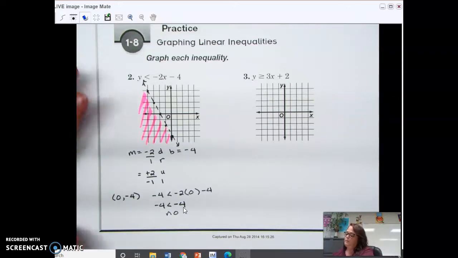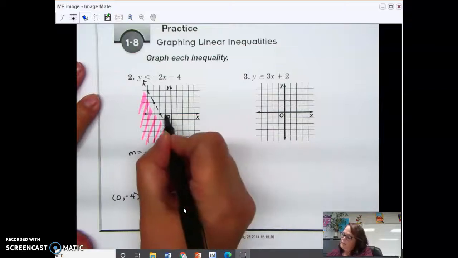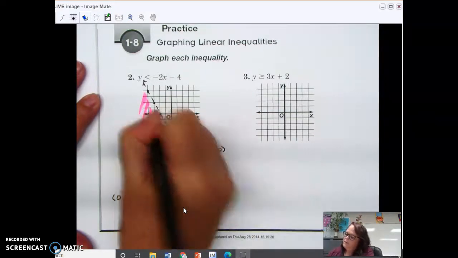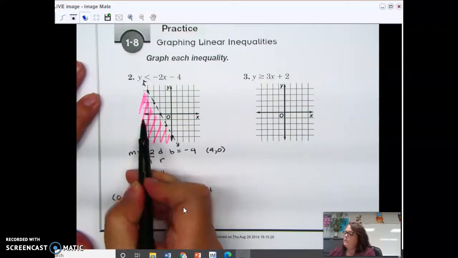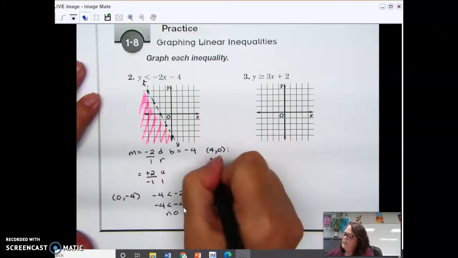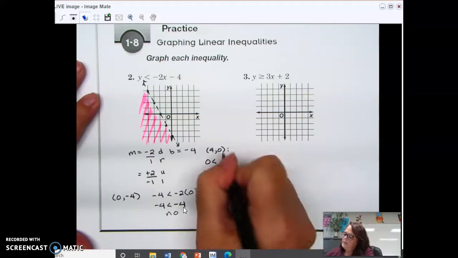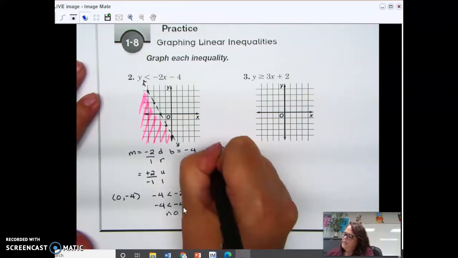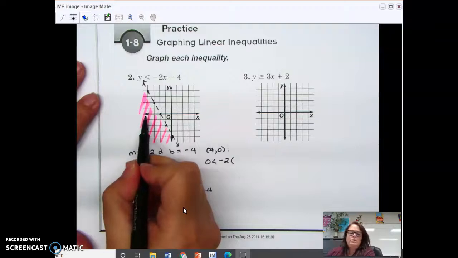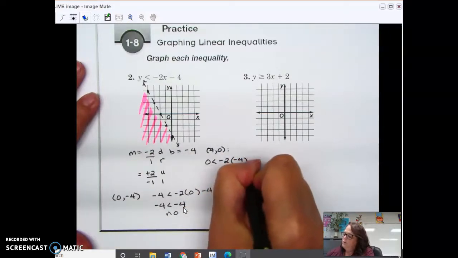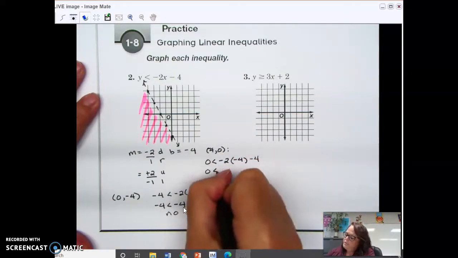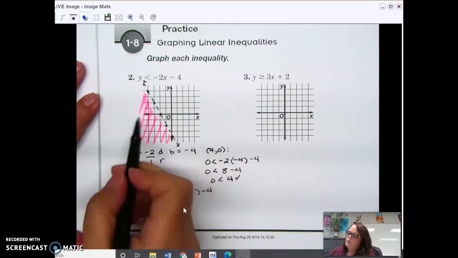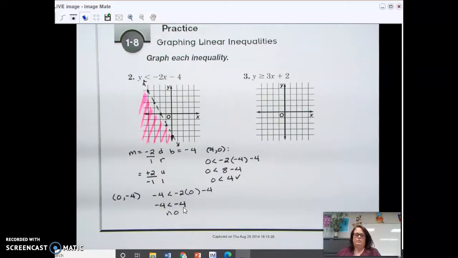And if you don't believe me, we can pick another point. I can pick another point like 4, 0. That's this point right here. Because it's in the shaded region, it should work. So if I plug that in, I get 0 for y, less than -2 times, I'm sorry, that's -4 right there. That was my bad. So there's -4. So -2 times -4 and then -4. So is 0 less than 8 minus 4? 0 is less than 4, and so that point should be in the shaded region, just like we said.